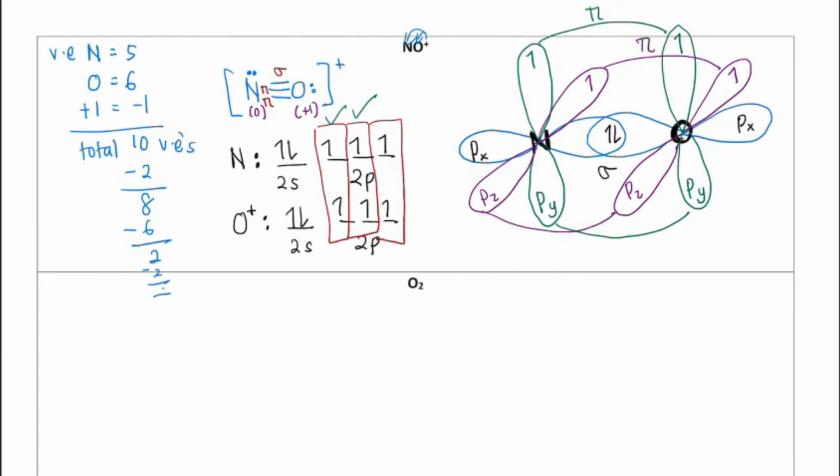Okay, lebih kurang macam tadi, cuma beza dia kali ni dia ada charge positif. So maksudnya kita kena letak apa? We have to draw dia punya square bracket and then plus. Alright, so settle.